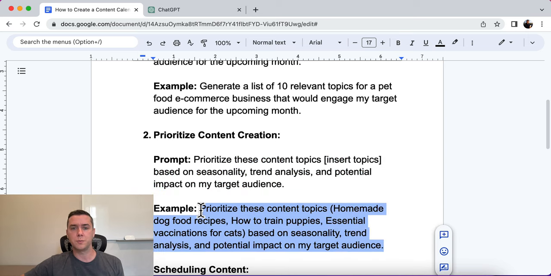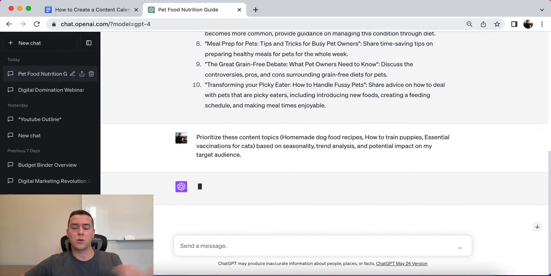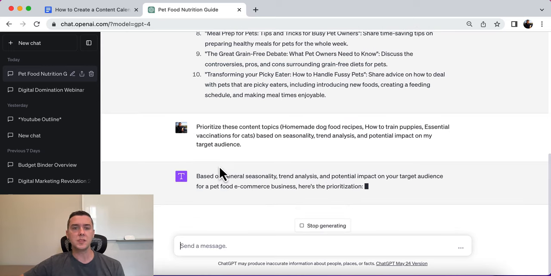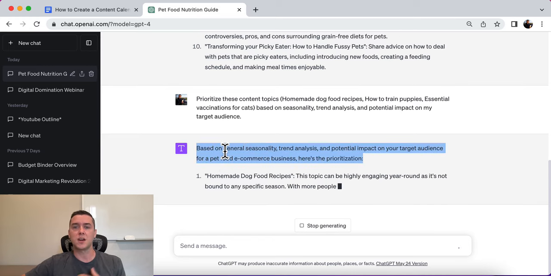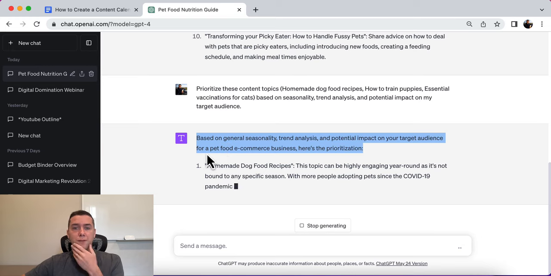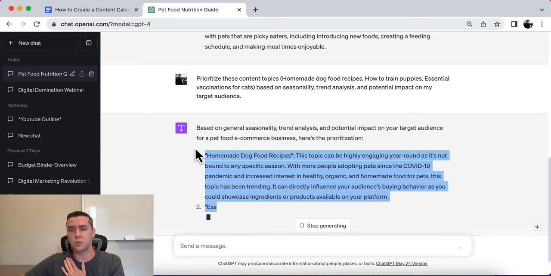All right, so we'll be using the same industry, pet foods, but it's going to be around homemade dog food recipes, how to train puppies, and essential vaccinations for cats. All right, so we want to know what's going to be the most important? What should we focus on first? Okay, so here it is. Based on general seasonality, trend analysis, and potential impact on your target audience for pet food e-commerce business, here's the prioritization. All right. Number one, homemade dog food recipes.